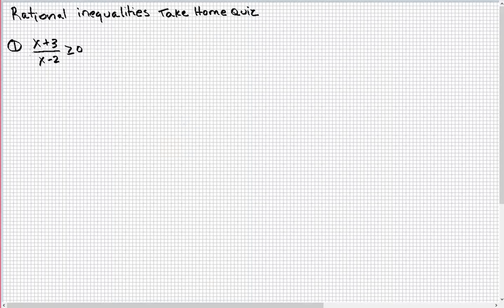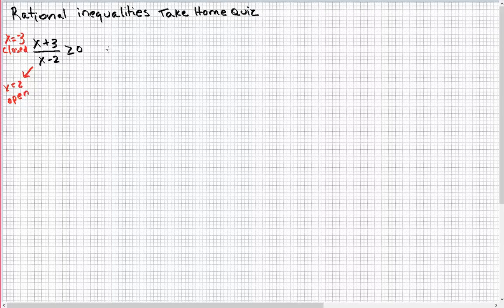The first one is (x + 3)/(x - 2) ≥ 0. So you have 0 on the right, and we have one term on the left. So all we need now are the critical points. From the numerator, we have x = -3, and it's going to be closed because of that equal bar right there. And from the denominator, we have x = 2, and it's going to be open.